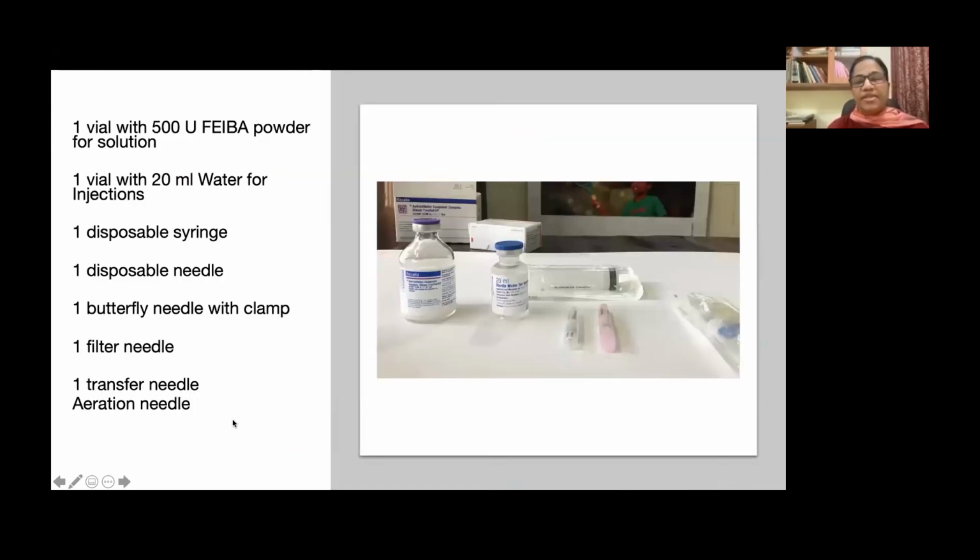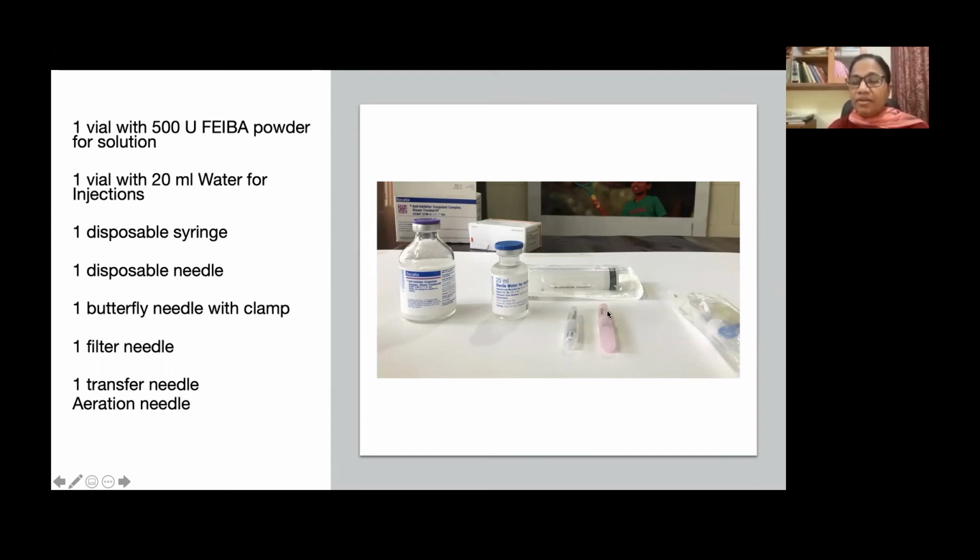And how is it supplied? You should see one vial with 500 units of FEBA powder for solution. This is the powder for reconstitution. Then there is 20 ml of water for injection, that is the solvent. One disposable syringe, one disposable needle, one butterfly needle for the infusion, and one filter needle. This is just like the factor VIII infusion. You are all familiar with that.